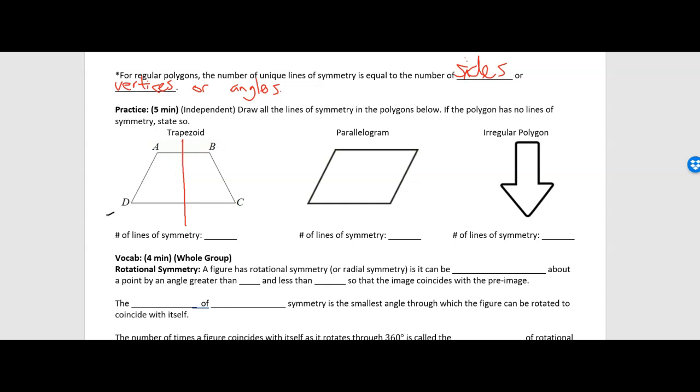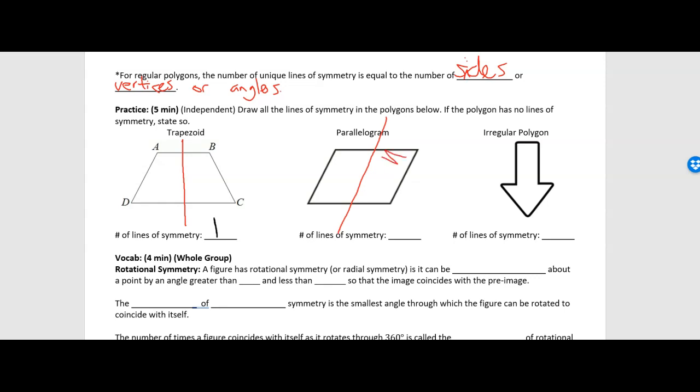This is the only one for the trapezoids. There is just one for this trapezoid. Let's move to the parallelogram. All right, it looks like there could be a line of symmetry here, right?